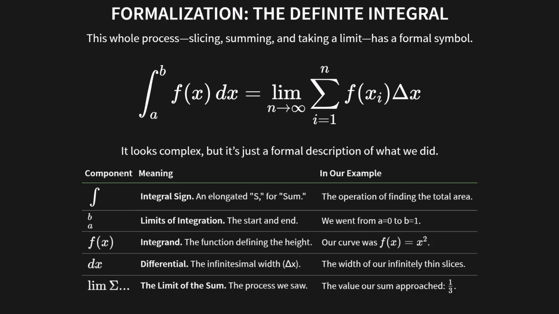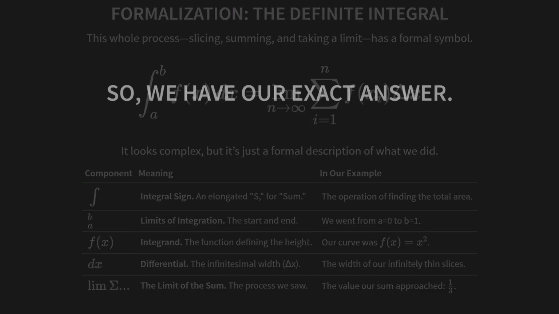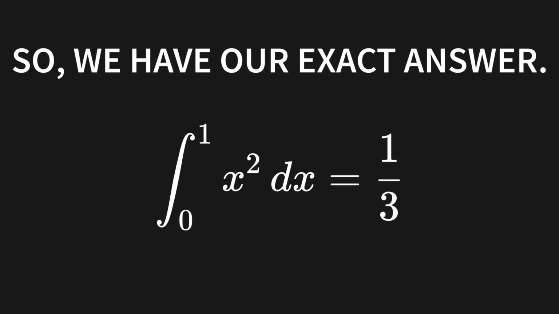The dx is called the differential. It just represents that infinitely small width, our delta x. And that whole limit of the sum thing on the right, that's the process we just saw. It's the value our sum approached, 1/3. So, we have our exact answer. The integral from 0 to 1 of x squared dx equals 1/3.